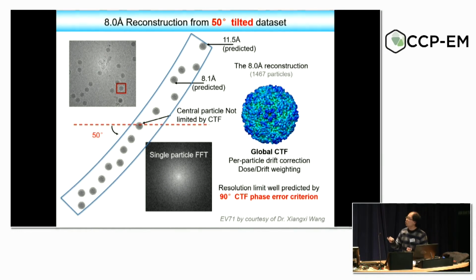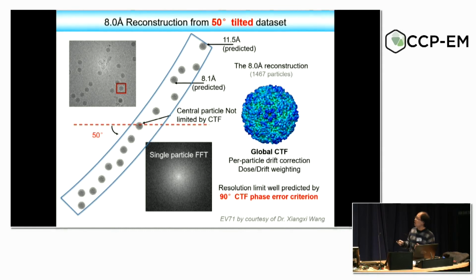I will just show you one example. How can we improve the structure determination by tilting the stage? This is the approach that can solve the orientation preference problem. That's one of the biggest problems in our cryo-EM structure study.